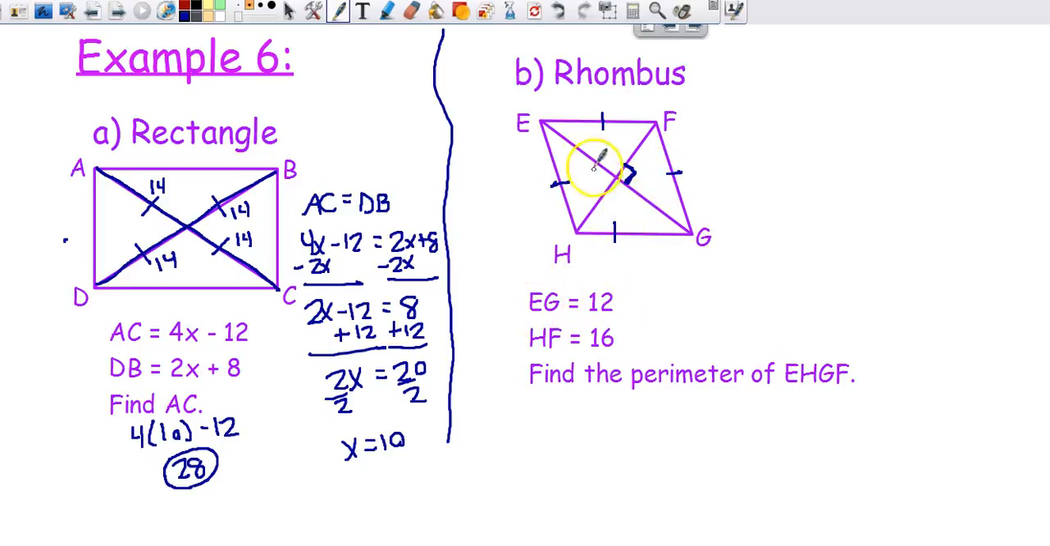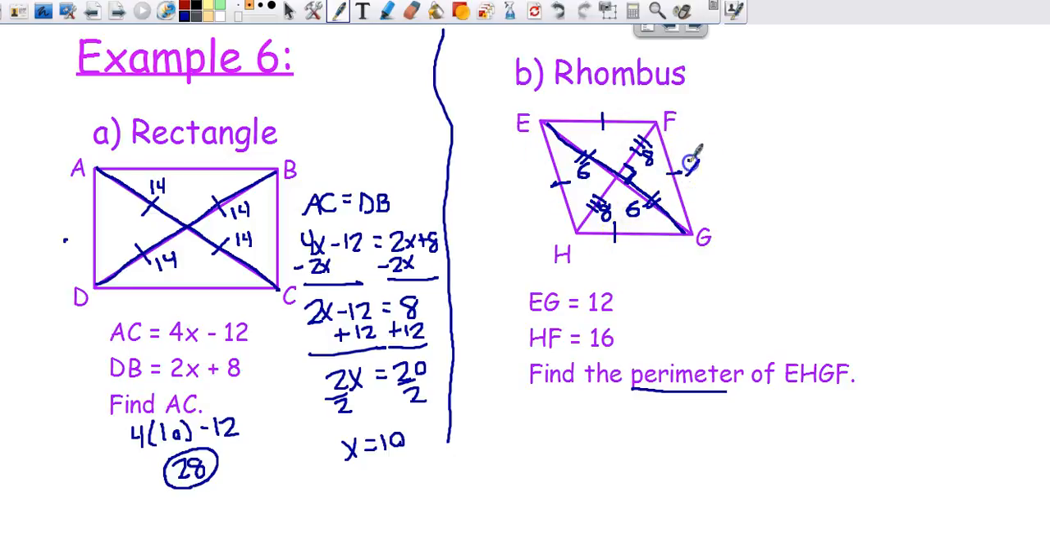All right, so since EG is 12, and I know that it's a parallelogram, so I know these are cut in half, I know that half of 12 is going to be 6. So I'm going to write 6 there, 6 there. Same thing with a 16. HF, cut that in half. And that's going to be 8 and 8. My goal is to figure out what is the length of FG so I can get the perimeter. Because if this were 5, it's not, but if it were 5, then the perimeter would be 5 plus 5 plus 5 plus 5, which would be 20.